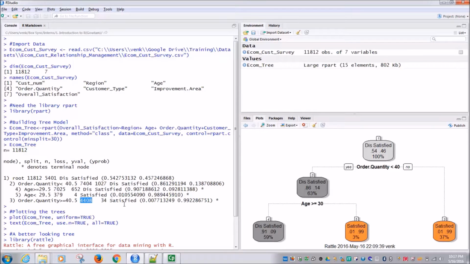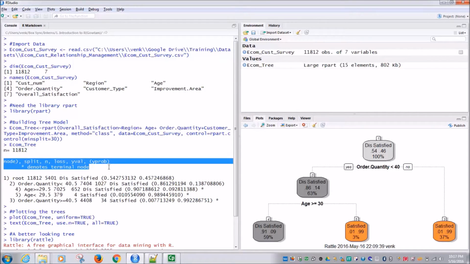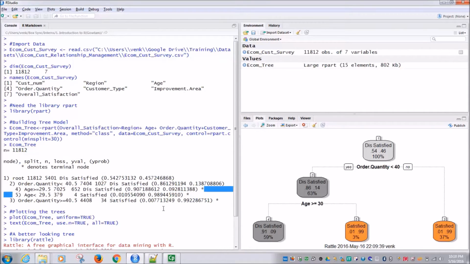And what is the y val? This whole set is classified as satisfied. You know why? Because 99% are satisfied, around 1% only dissatisfied. That 1% constitutes 34, remaining all are satisfied. That is how we read this output. Again, it is all clearly mentioned here, and star denotes the terminal node. Terminal nodes are 3, 4, 5 and 3, 4, 5, 3, they are terminal nodes. That's what the output is telling us. Overall number of elements is 11,812.